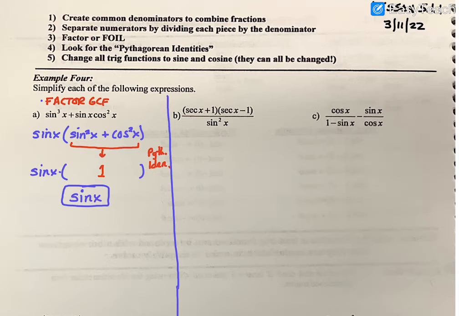Okay, so in that we looked at factoring and foiling, or factoring basically, and we looked for Pythagorean identities. Hopefully you've seen a little bit of an example of how that works. Let's look at B now. Secant x plus 1 times secant x minus 1 over sine squared x.